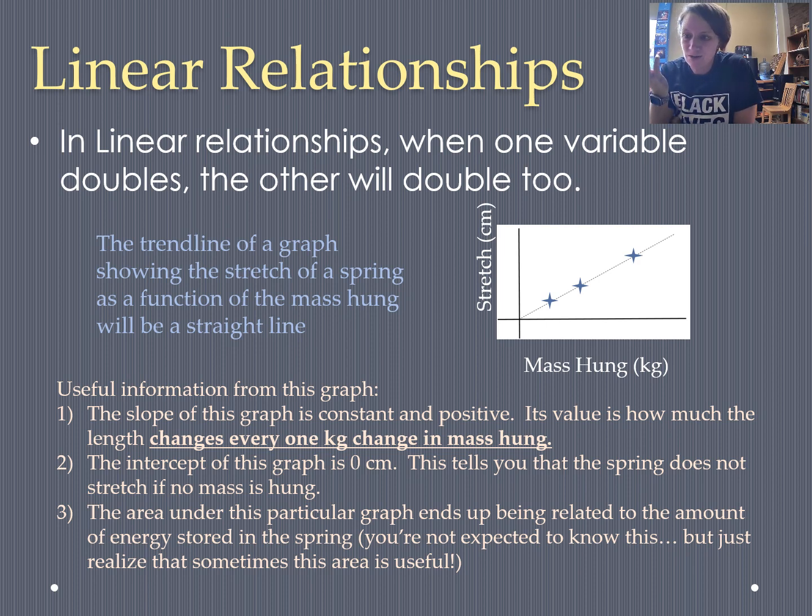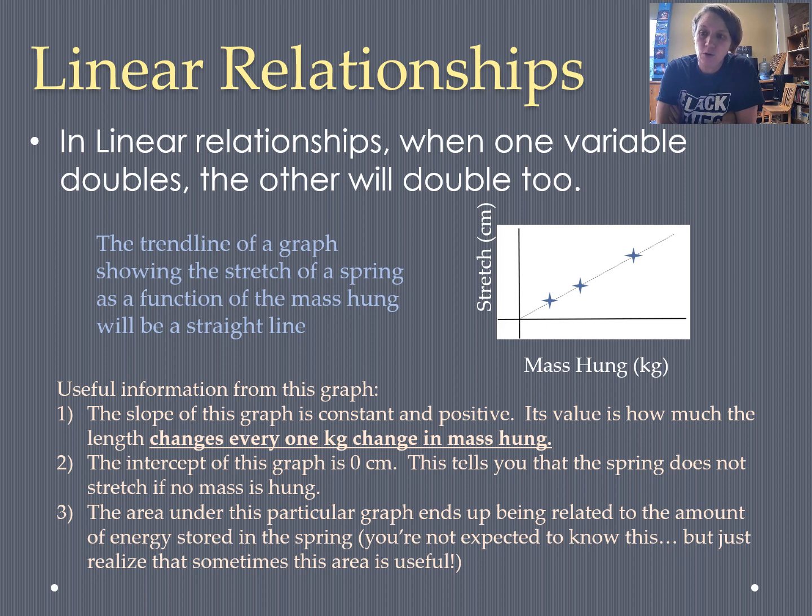Really easy to find. We've hopefully been finding slopes of lines for a long time, and so that is a piece of information that is readily accessible from a linear graph. You also can easily find the y-intercept or the x-intercept if that was relevant. In this case, it's 0 centimeters. What that means physically is that when no mass is hung on the spring, it doesn't stretch, which probably should make sense if you think about it.